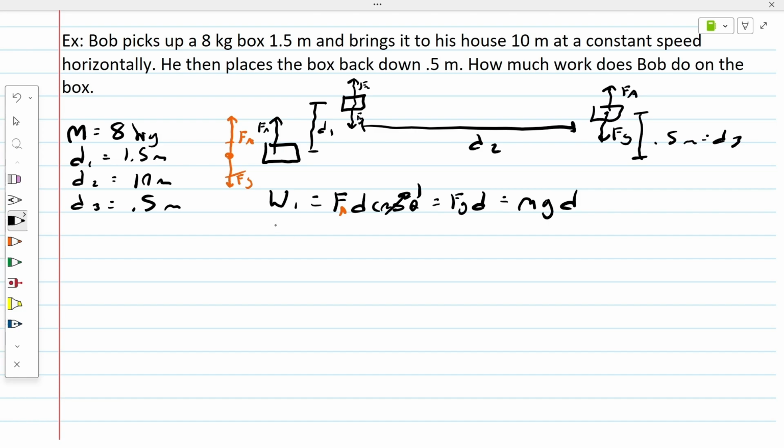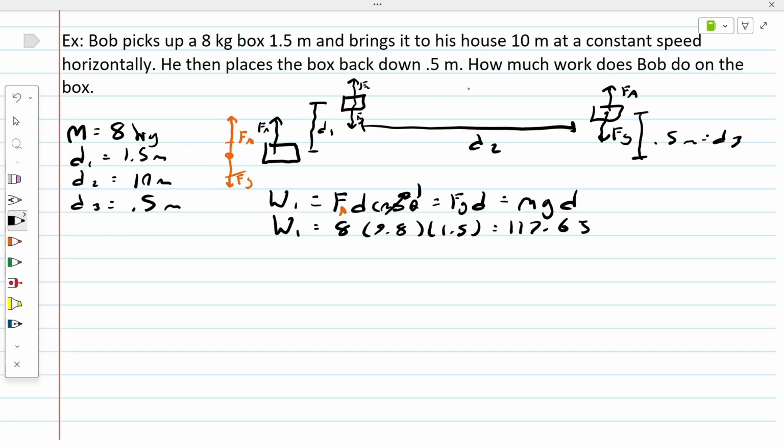So we can plug in the variables because we have all these variables. As the mass is 8, gravity is 9.8, and the distance he travels is 1.5. So this is 117.6 joules. And so now let's talk about situation 2.